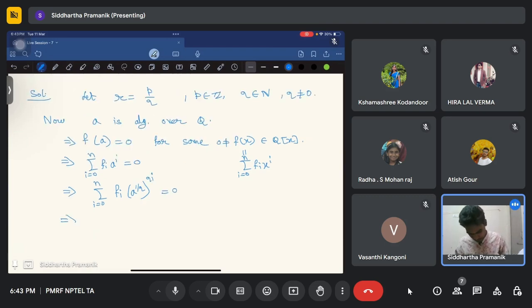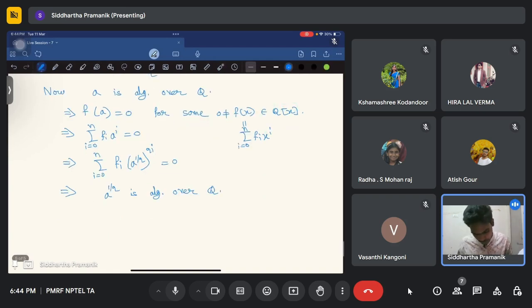So that means a^(1/q) is algebraic over Q. Now this is a non-zero polynomial, right? Because the coefficients are non-zero. So a^(1/q) is also algebraic over Q. So we can take a^(1/q) times a^(1/q) times a^(1/q) up to p times.